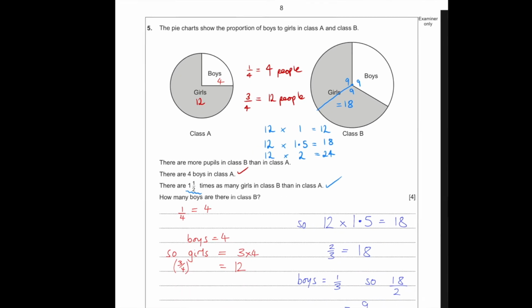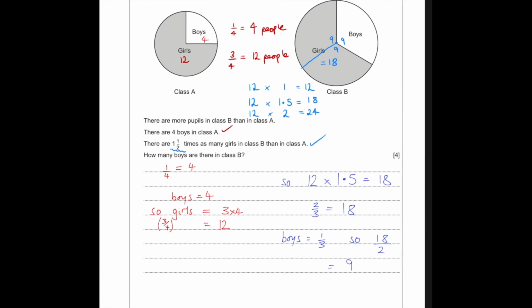If I just come out of my solution there, you can see the writing that I wrote here. 1/4 is equal to 4. That represents the 4 boys being 1/4 of the circle. So the girls are 3/4, so 3 times as much. So 3/4 must be 12. Then I did 12 times 1.5 to get 18. Now that's 2/3 of the circle is equal to 18. The boys are 1/3, so if 2/3 are 18, then 1/3 must be half of that. So that's how I got 9.